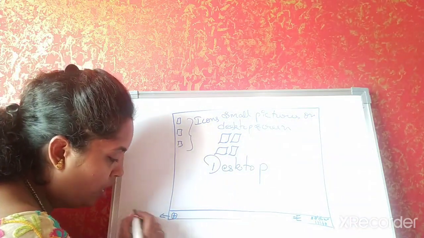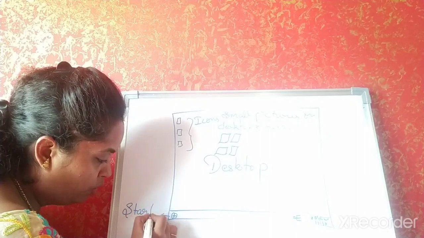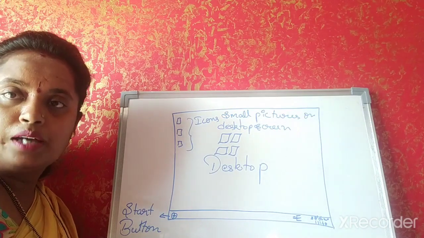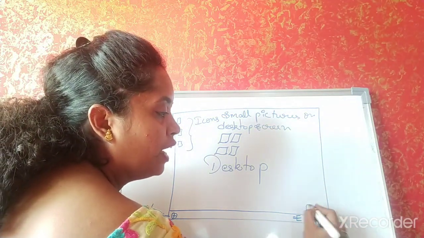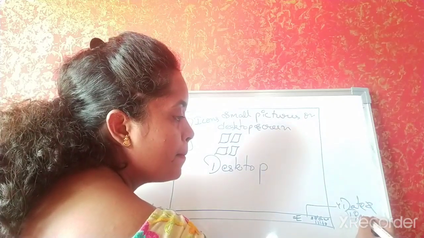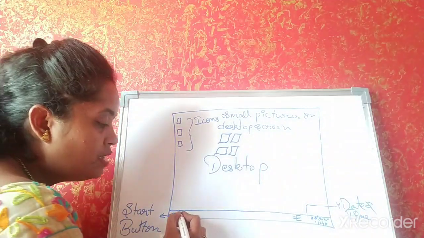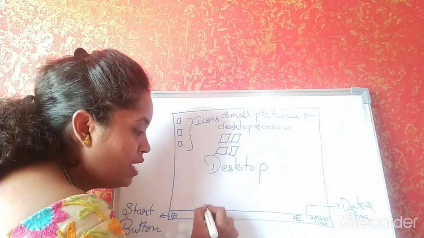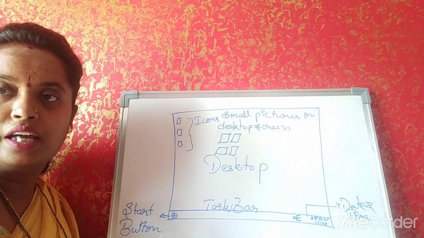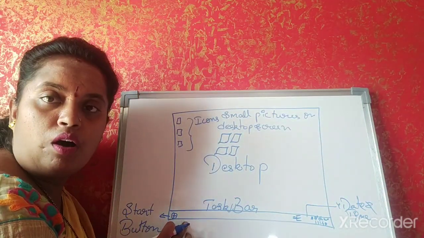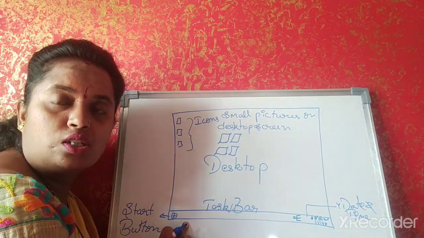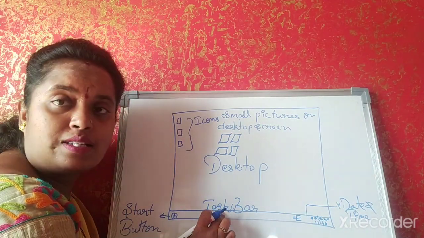This one is your start button. Here you have date and time. Got it? This strip, the bottom strip, is called the taskbar. Understand? The bottom strip of the Windows screen or the desktop screen is called the taskbar.